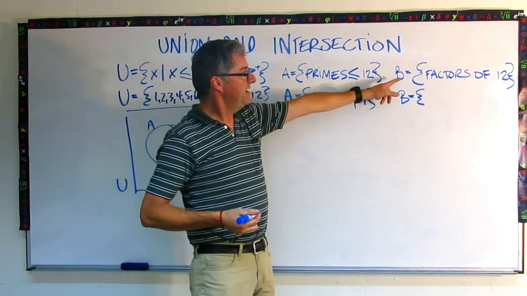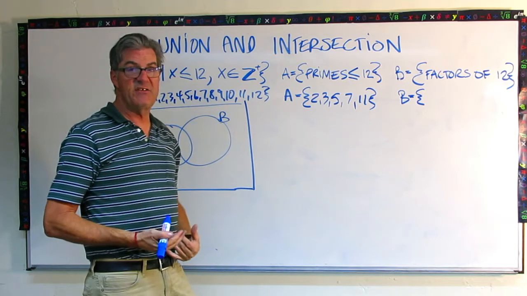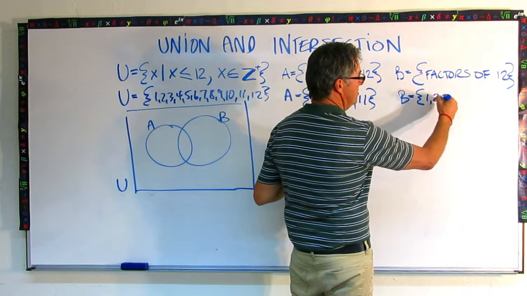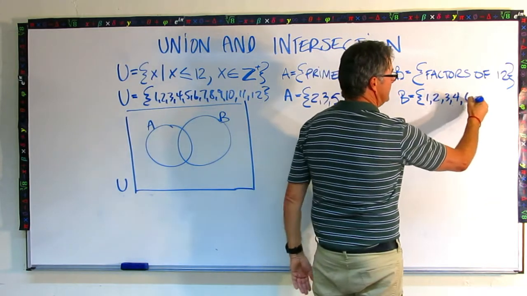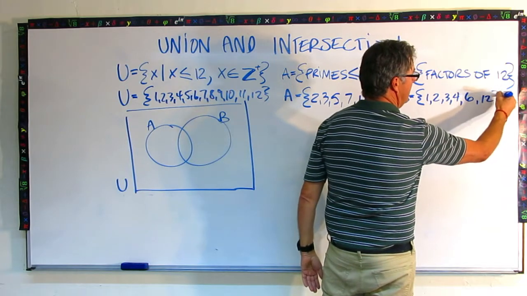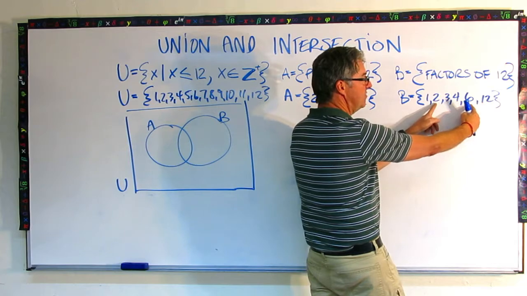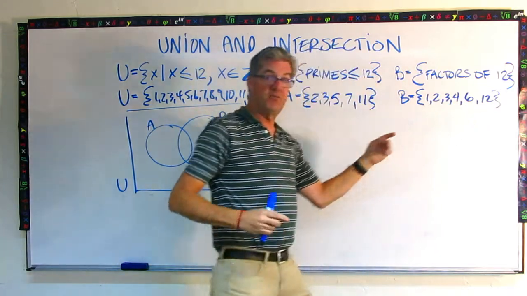Now, B is the factors of 12. These are all the numbers that can be multiplied together to make 12. Those numbers are 1, 2, 3, 4, 6, and 12, because 1 times 12 is 12, 2 times 6 is 12, and 3 times 4 is 12. So these are all the factors of 12.